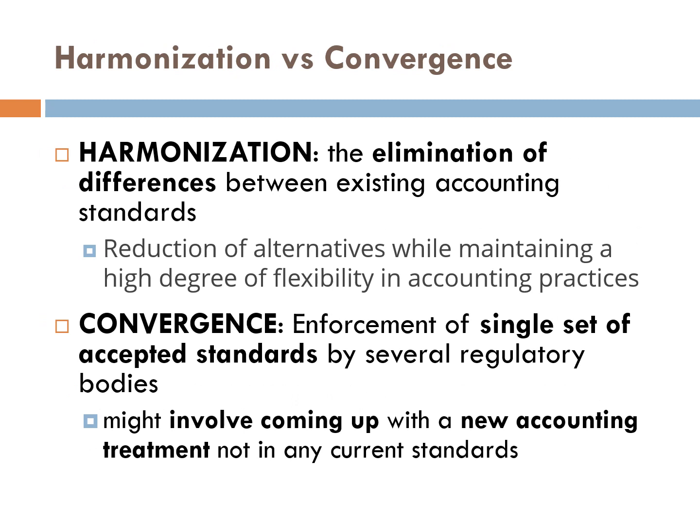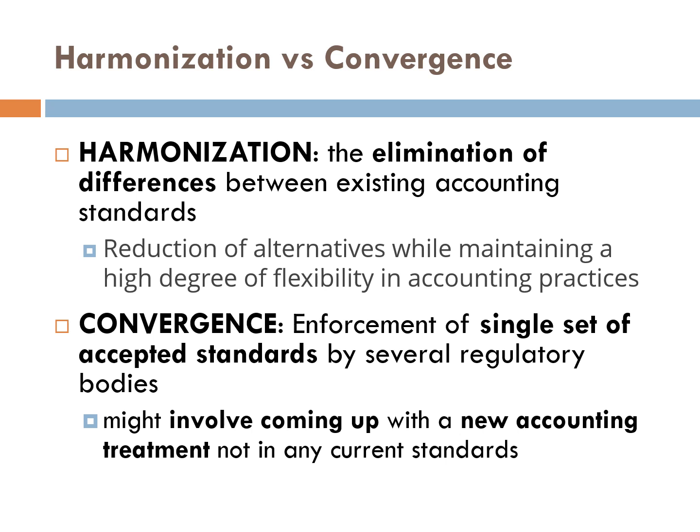If we compare convergence to harmonization, we can see the differences here. When we talk about harmonization, we talk about the elimination of differences between the existing accounting standards. So we try to eliminate accounting standard differences. So there is a reduction of alternatives while we still maintain a high degree of flexibility in accounting practice. This is what we call harmonization. We try to eliminate the differences.